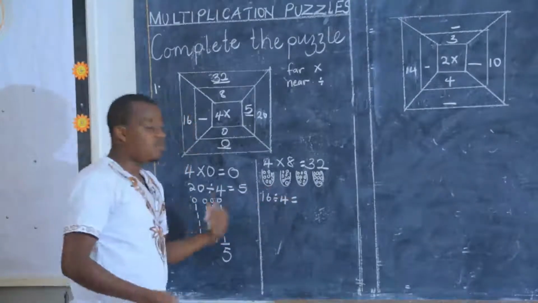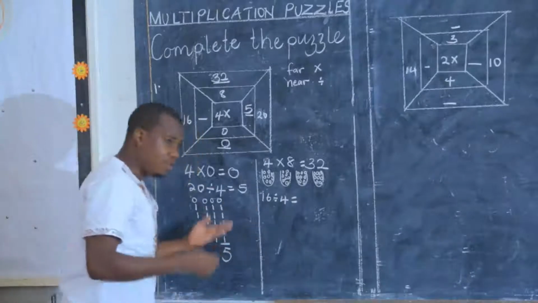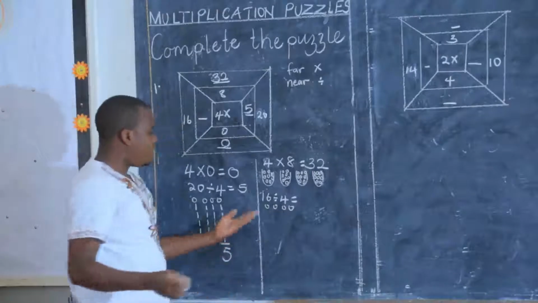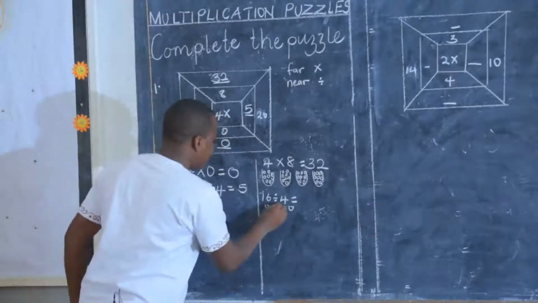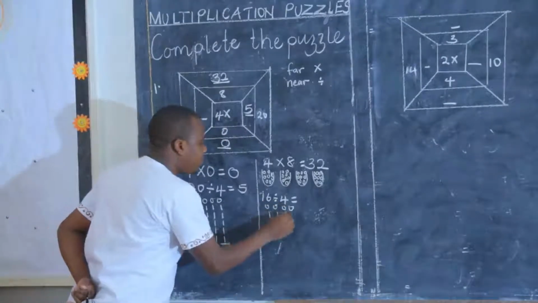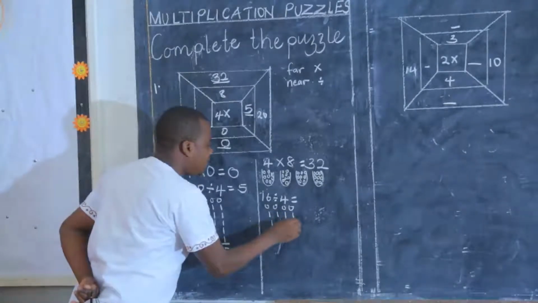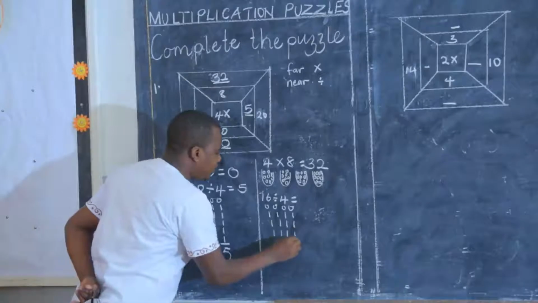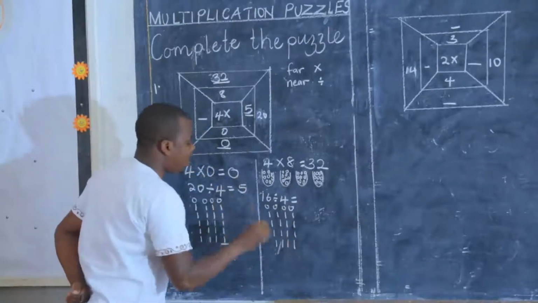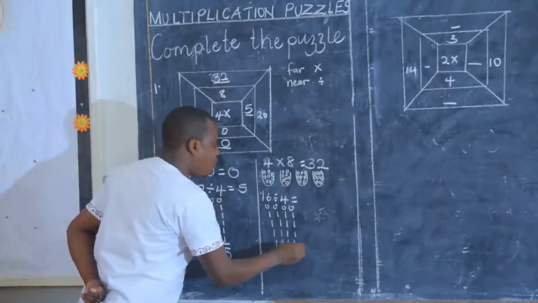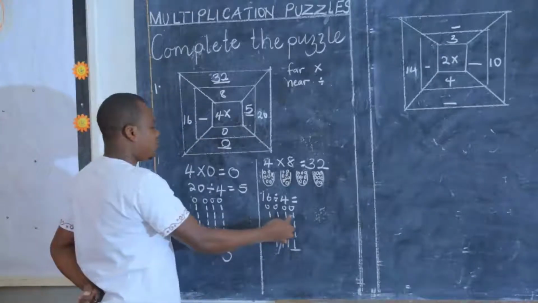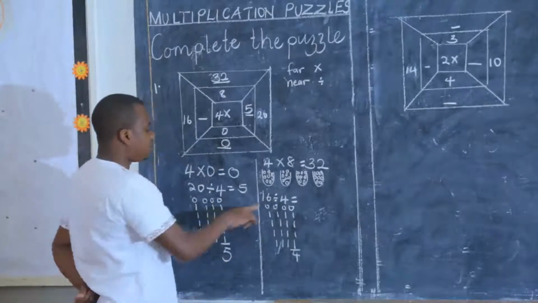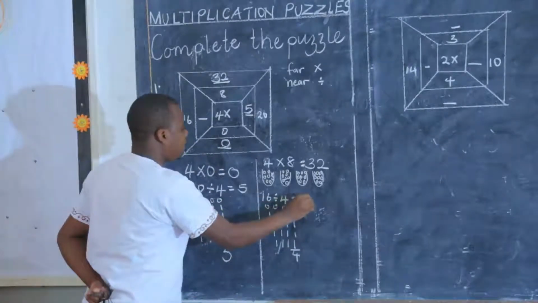If you know the answer, you can put it. But if you are not sure, you can come and say 1, 2, 3, 4. Then we divide. What are we dividing? 16. 1, 2, 3, 4, 5, 6, 7, 8, 9, 10, 11, 12, 13, 14, 15, 16. Then how do we get the answer? We get from one group. So this is 1, 2, 3, 4. 16 is 4. So 16 divided by 4 is 4.